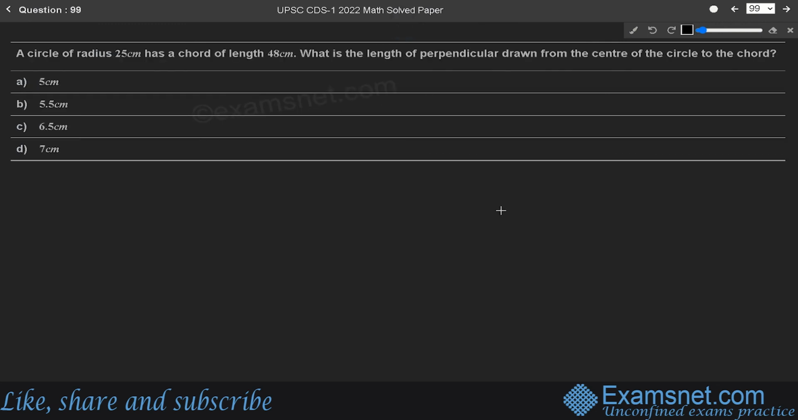Next question is, a circle of radius 25 centimeters has a chord of length 48 centimeters. What is the length of the perpendicular drawn from the center of the circle to the chord? So first let us make the diagram.